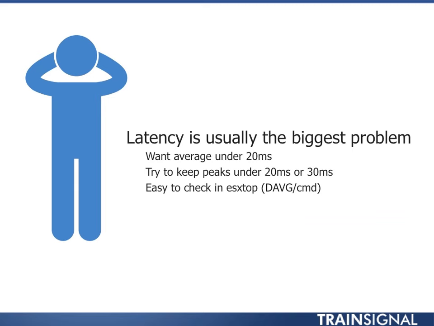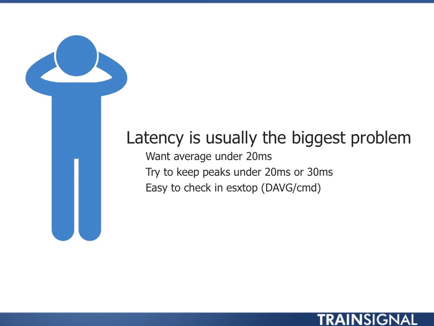Latency is usually the biggest problem. You want your average under 20 milliseconds. Try to keep your peaks under 30, though. I say that, I've seen VMware say that, but I routinely see peaks well above that. But when I say peaks, I mean peak. Sharp peaks and then right back down. If something's starting to hang around 30, you're going to start feeling the performance impact in your applications.